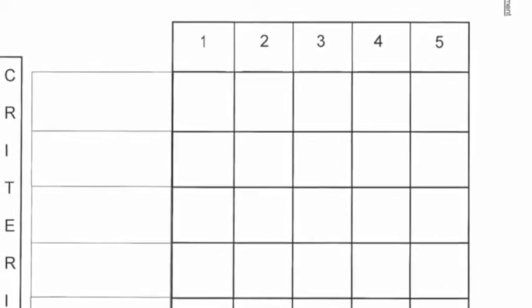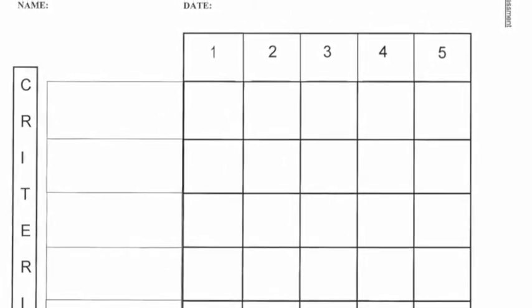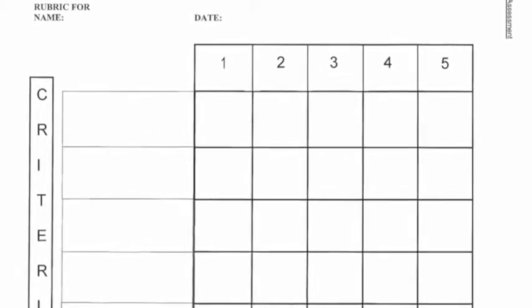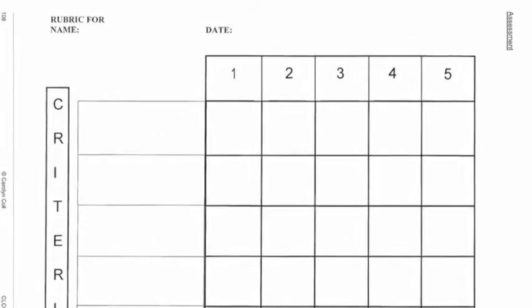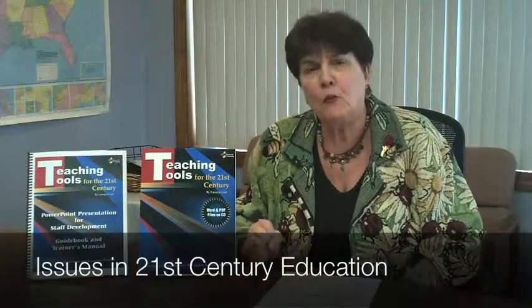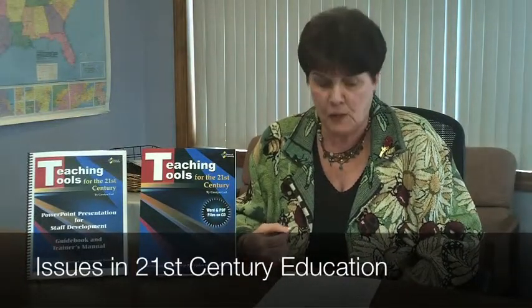How do we set those up? How do we write rubrics? How do we write criteria cards? How do we do checklists or student logs or portfolios? All of those are in the chapter on assessment. We go from there then to what I would call some of the issues in 21st century education.